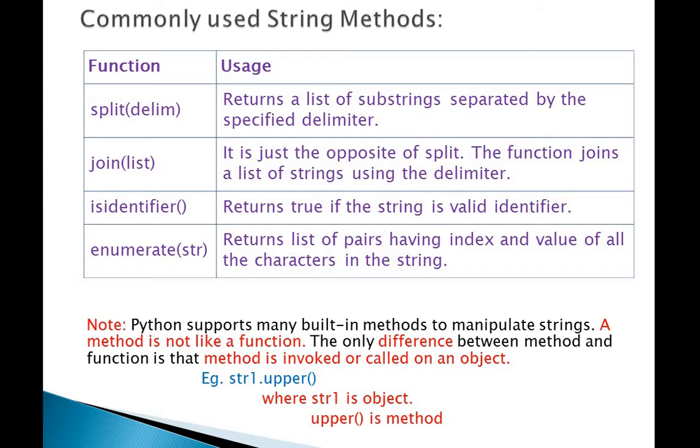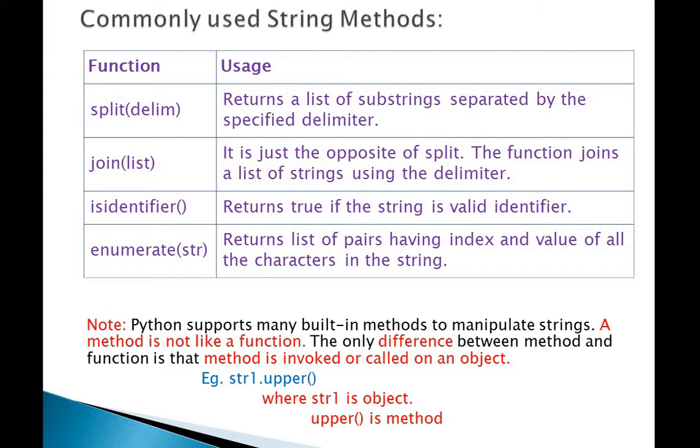In the note, I have mentioned the difference between a method and a function. Python supports many built-in methods to manipulate strings. A method is not like a function. The only difference between method and function is that a method is invoked or called on an object, while calling a function we do not require an object.